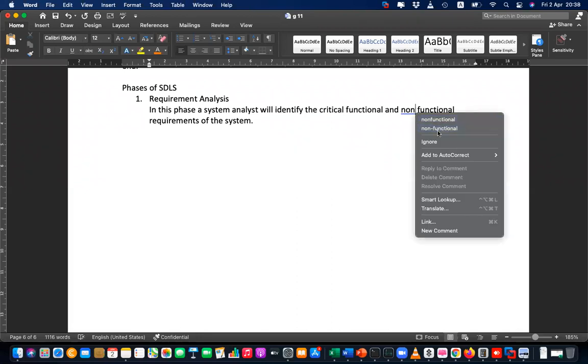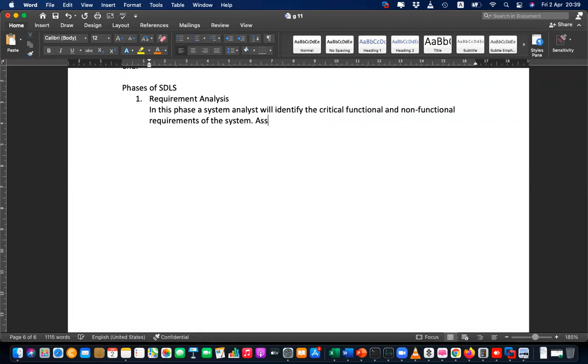Functional and non-functional requirements of the system. Assume that you are given a task to create a school management system to feed data of students and teachers.